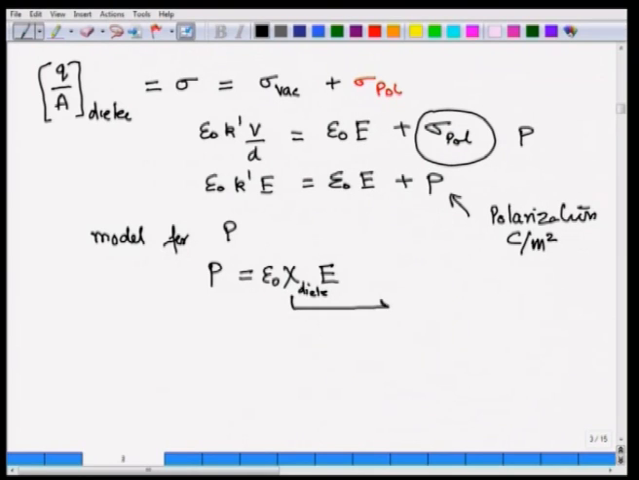So this quantity is the dielectric susceptibility. All these ideas you have studied before also.